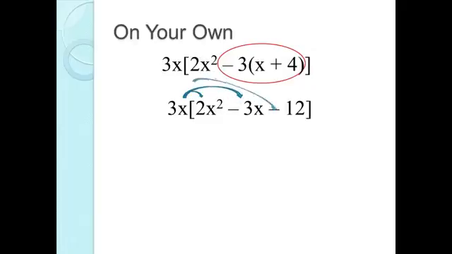3x times 2x squared is 6x to the third power. 3x times negative 3x is negative 9x squared. 3x times negative 12 is negative 36x. Your final answer should be 6x cubed minus 9x squared minus 36x.